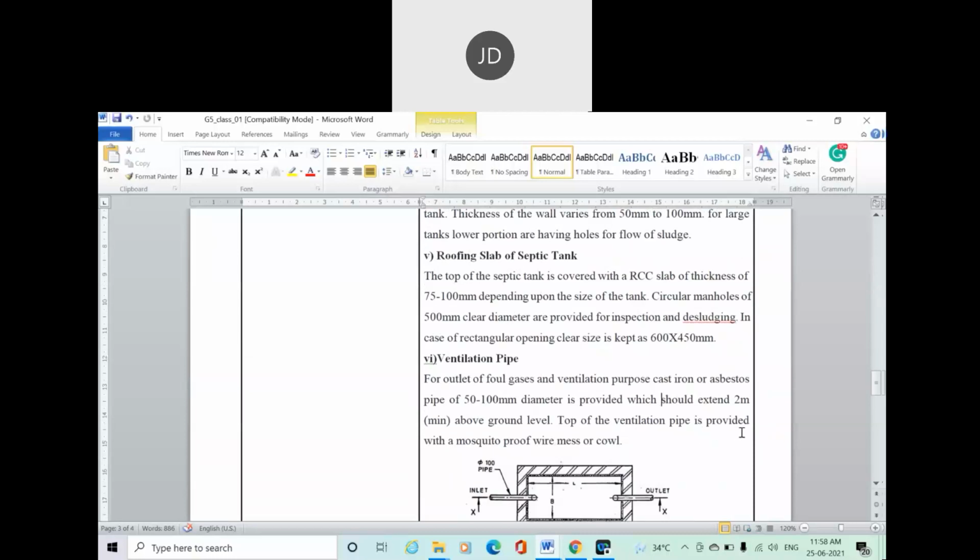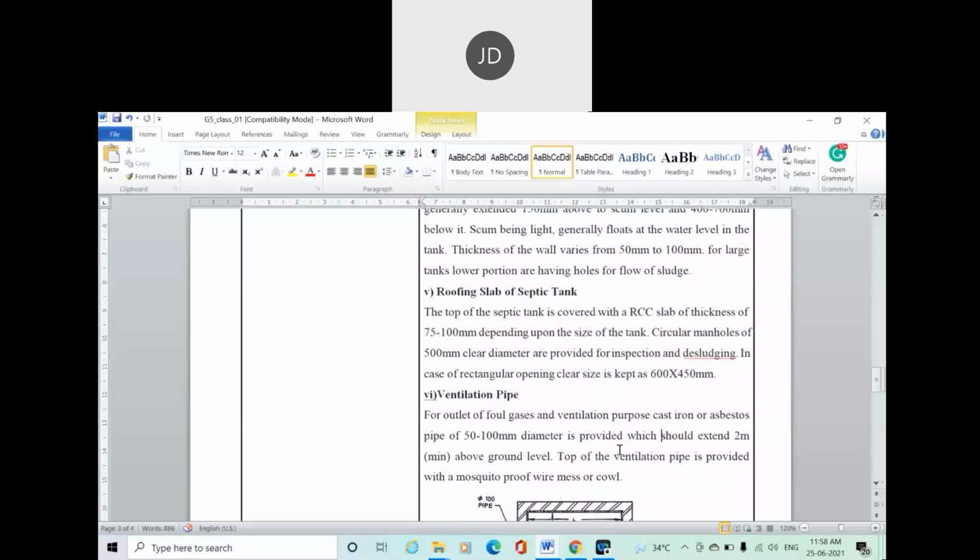The top of the ventilation pipe is provided with a mosquito proof wire mesh or coil. You may even see some kind of racket type of mesh provided at the top of the vent pipe. Basically it is provided to prevent mosquitoes from entering the septic tank. So here are the basic components of the septic tank.